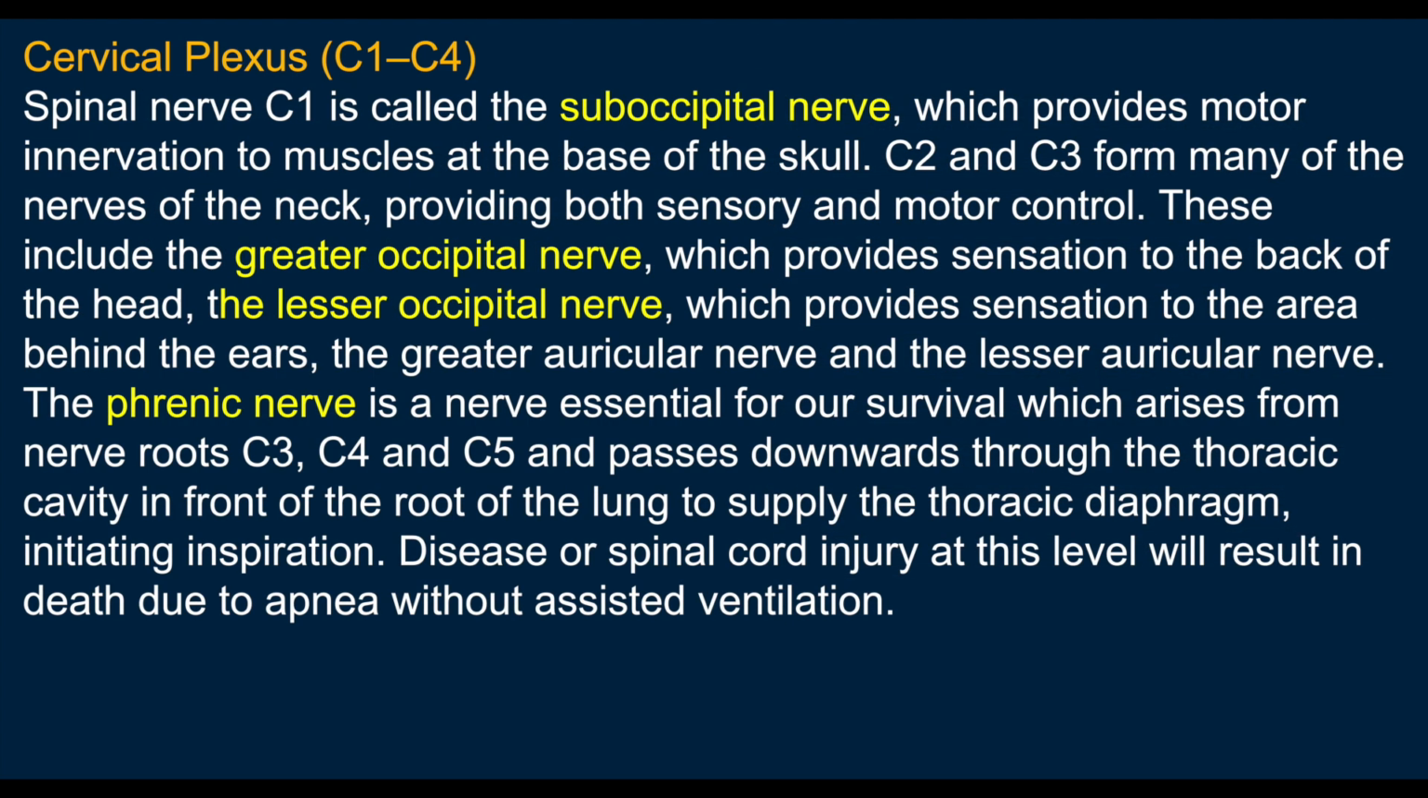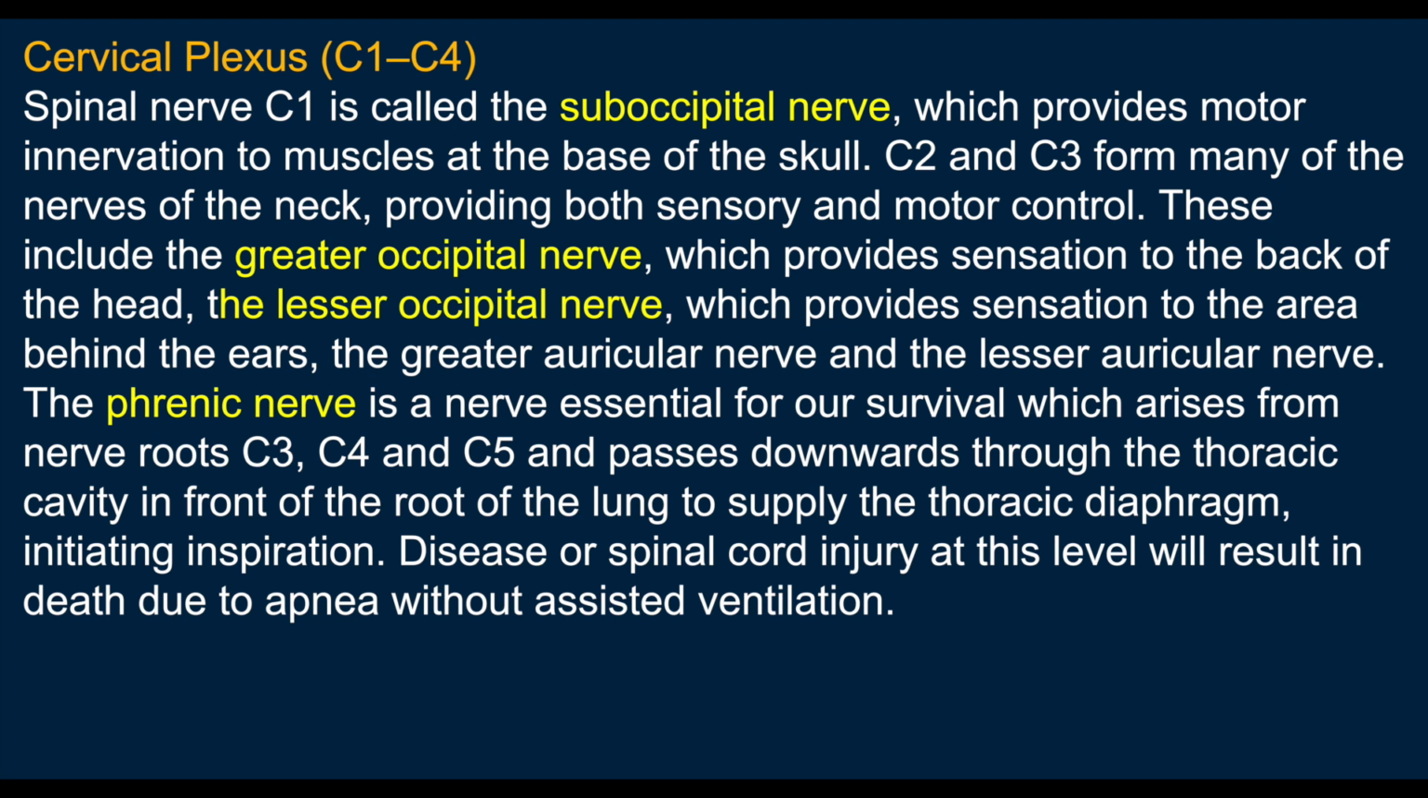Spinal nerve C1 is called the suboccipital nerve, which provides motor innervation to muscles at the base of the skull. C2 and C3 form many of the nerves of the neck, providing both sensory and motor control. These include the greater occipital nerve, which provides sensation to the back of the head, the lesser occipital nerve, which provides sensation to the area behind the ears, and the greater auricular nerve and the lesser auricular nerve.